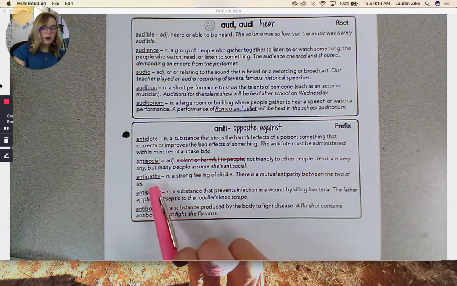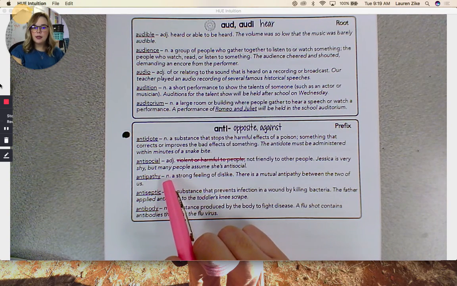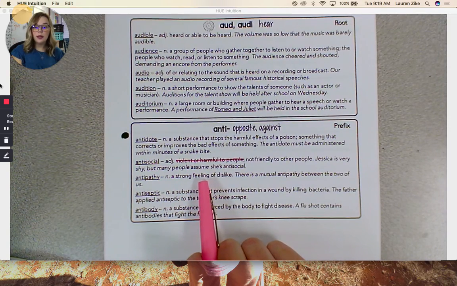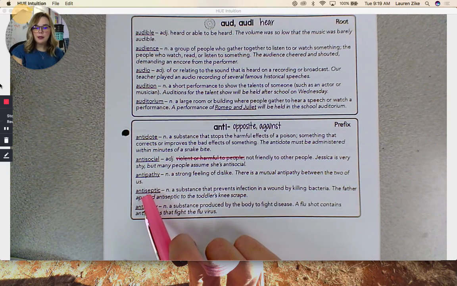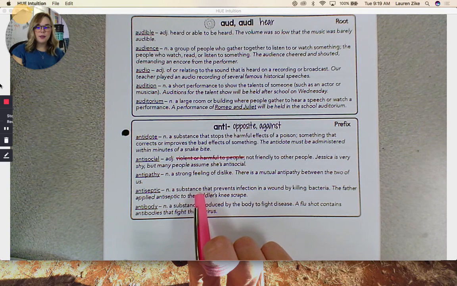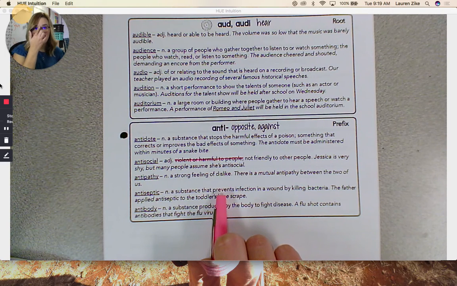And then our next word is antipathy. Antipathy is a noun, and it's a strong feeling of dislike. So if you don't like something, you feel antipathy toward it. We have antiseptic. It's a noun. Antiseptic is a substance that prevents infection in a wound by killing bacteria. So an antiseptic would be like what you put on a cut or a scrape after you hurt yourself.